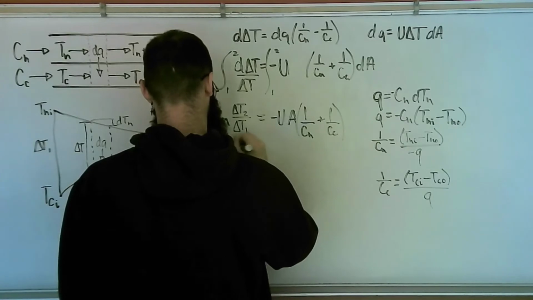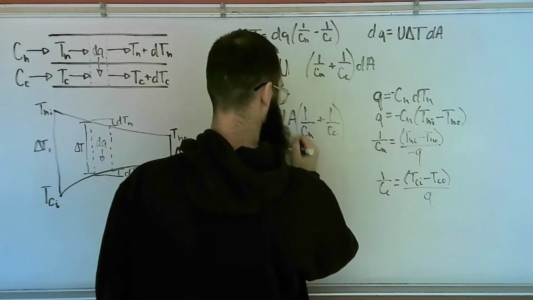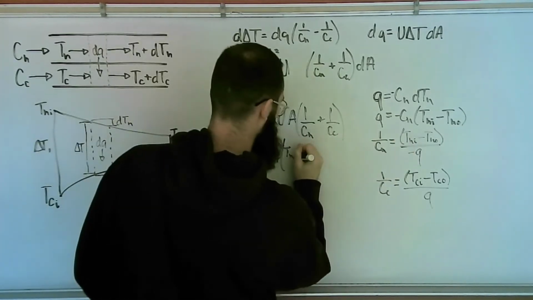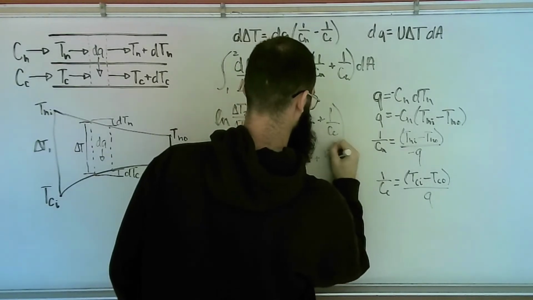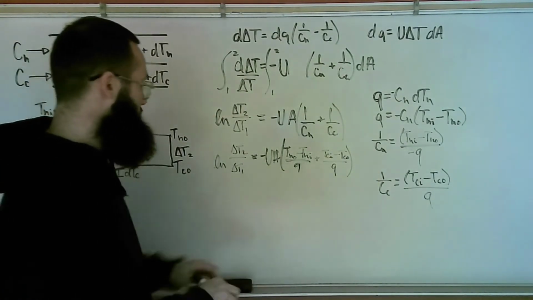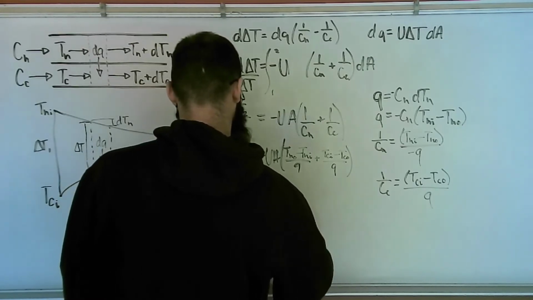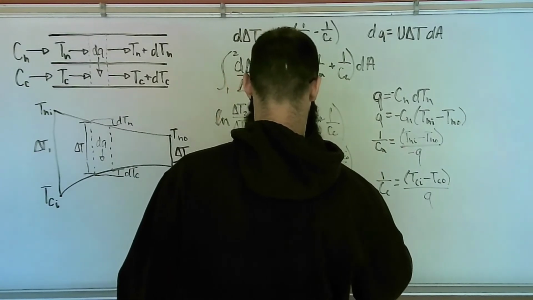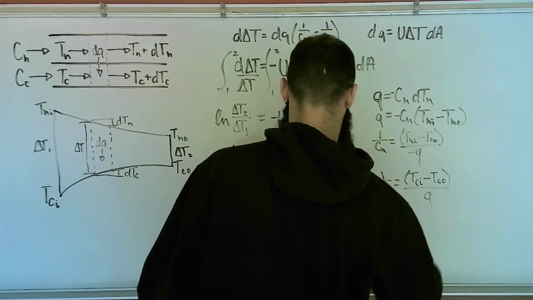This will give us ln delta T2 over delta T1 is going to be equal to negative UA times, and what I'm actually going to do is distribute this negative, so it's actually going to be (Tho minus Thi) all over Q plus (Tci minus Tco) all over Q. And so now I can take out this Q, move it out front, and it'll leave us with the equation ln delta T2 over delta T1 is equal to negative UA over Q times Th outlet minus Th inlet plus Tc inlet minus Tc outlet.